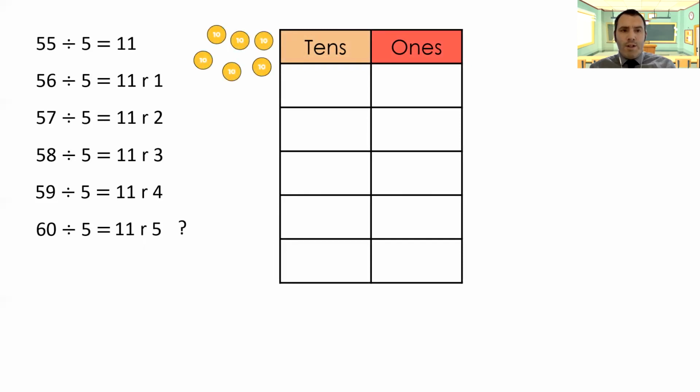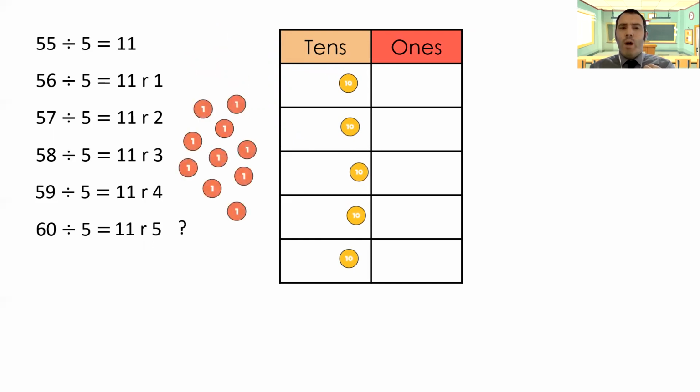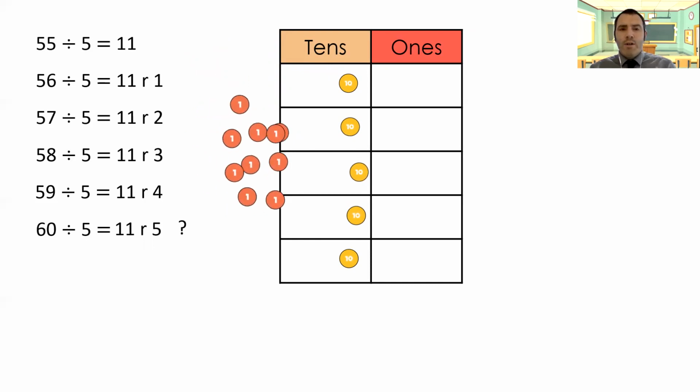I've got 60 there in my tens. So I'm going to share those out as I can. So I'm going to take those tens. I've got 5 rows. I can take 5 of my tens. I've got 1 ten left over. I need to exchange that to ones. I now need to share those ones. Let's do that.